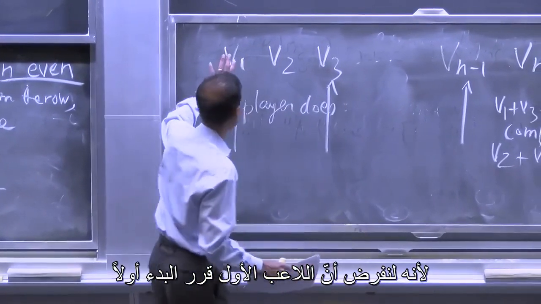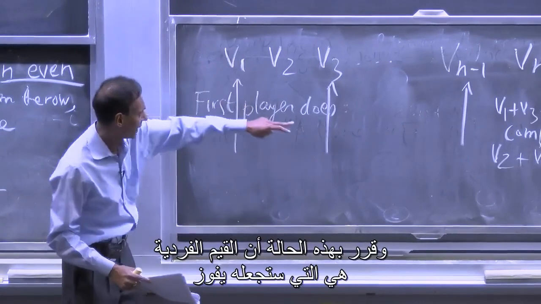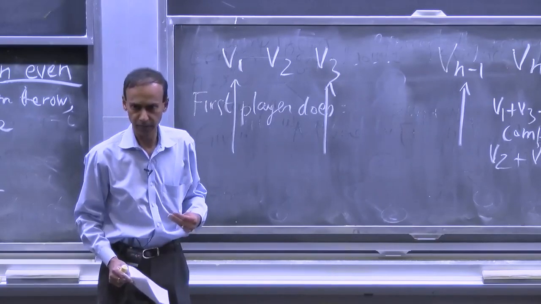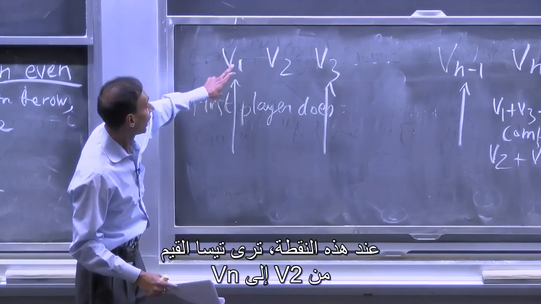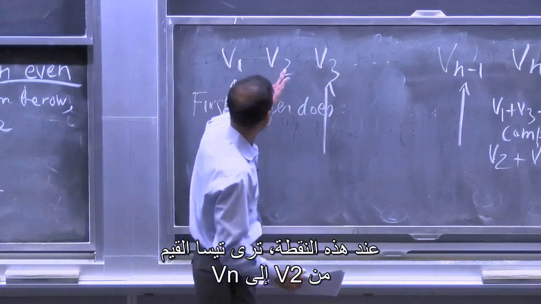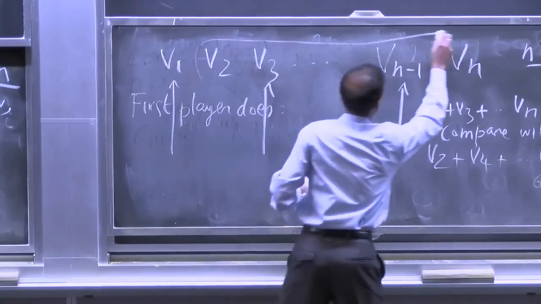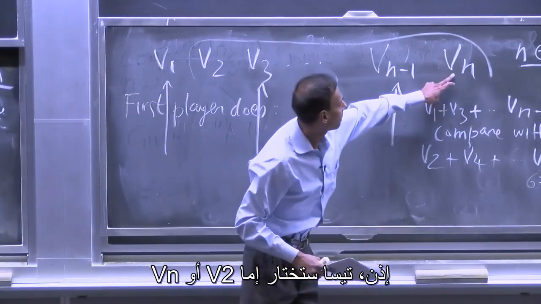Because let's just say that the first player, Josiah, started first. And he decided in this case that the odd values are the ones that win, right? So let's say he picks V1. At this point, Tessa sees V2 through Vn, right? So you're just looking at that. Now Tessa could either pick V2 or she could pick Vn.